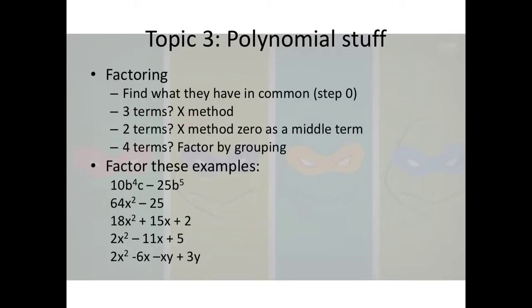If you have 3 terms, say a trinomial, we can factor that with the x method. If you have 2 terms, you can factor that with the x method also, if you use 0 as a middle term. And if there are 4 terms, you can factor that by grouping.